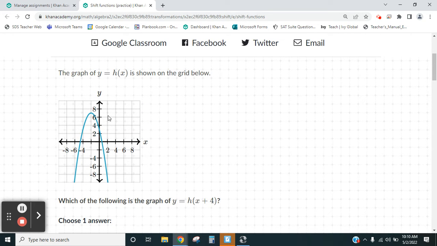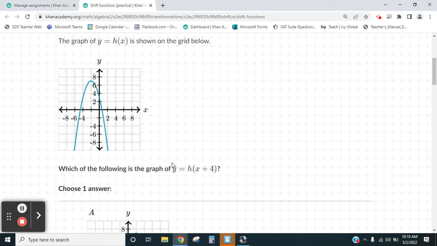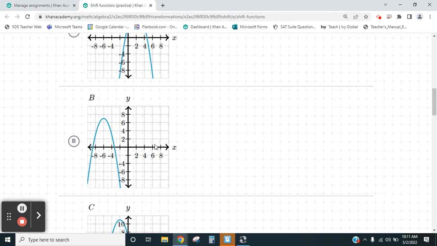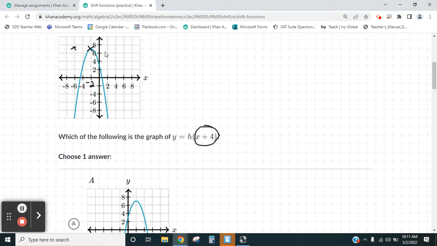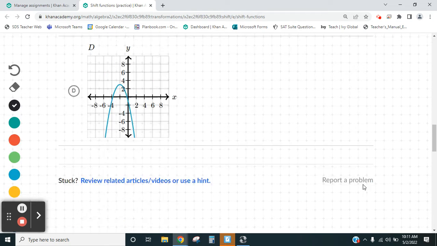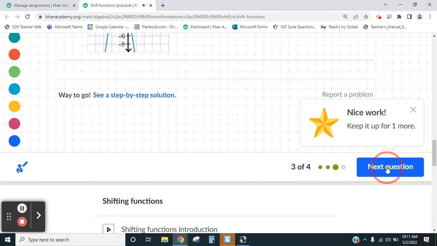Here's the graph of h of x. Which of the following is a graph of h of x plus 4? What does this mean? Tell me. Yeah, shifted left 4. So let's pick an important point like the vertex. Let's shift it left 4. Right now it's at -2. So if we go left 4, it should be at -6, right? Keep in mind the scale is going to be different for each one. Make sure it's the same height, right? No other vertical shift.